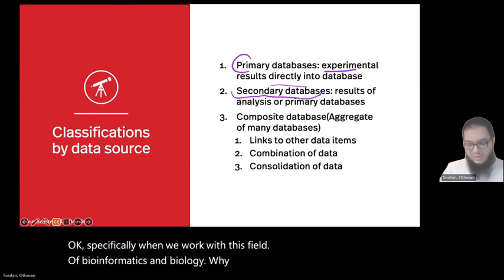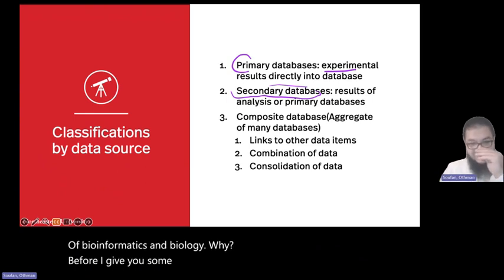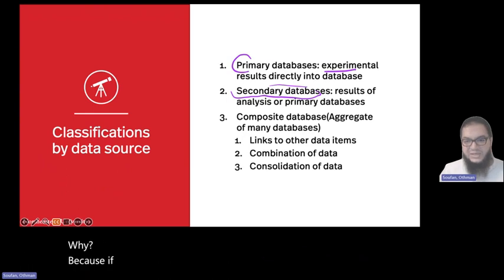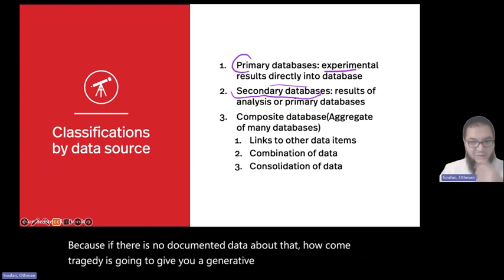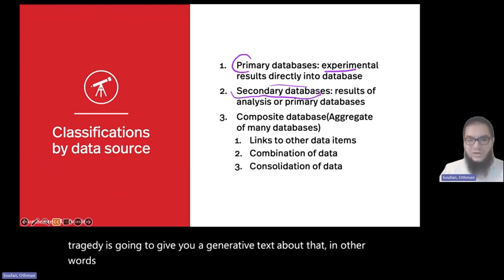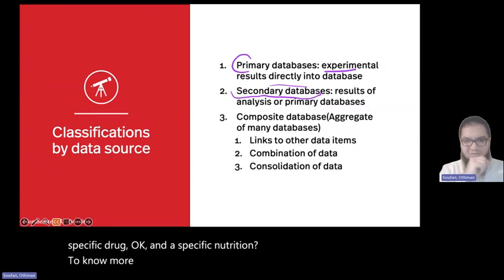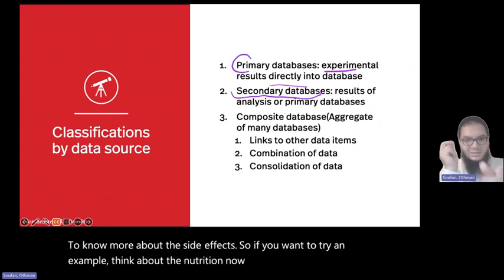Why? Before I give you some example, I'm going to leave it to you if you can find some example out of interest. Why? Because if there's no documented data about that, how come ChatGPT is going to give you a generative text about that? In other words, if we're trying to find a relationship between a specific drug and a specific nutrition, to know more about the side effects. So if you want to try an example, think about a nutrition now and some drug.